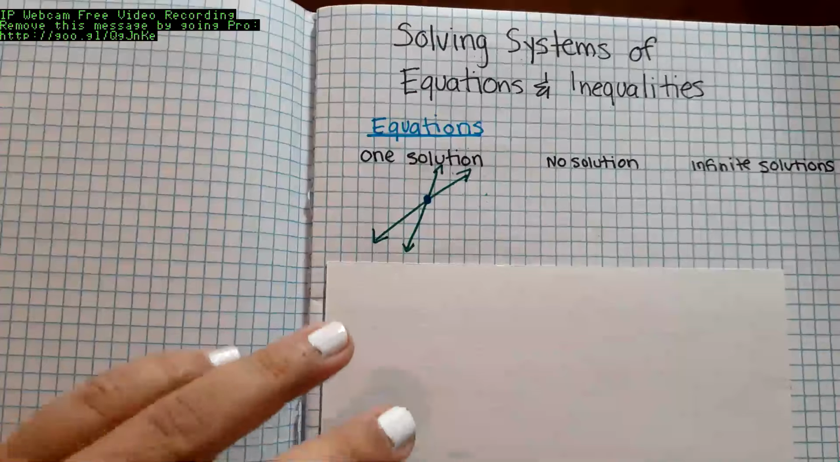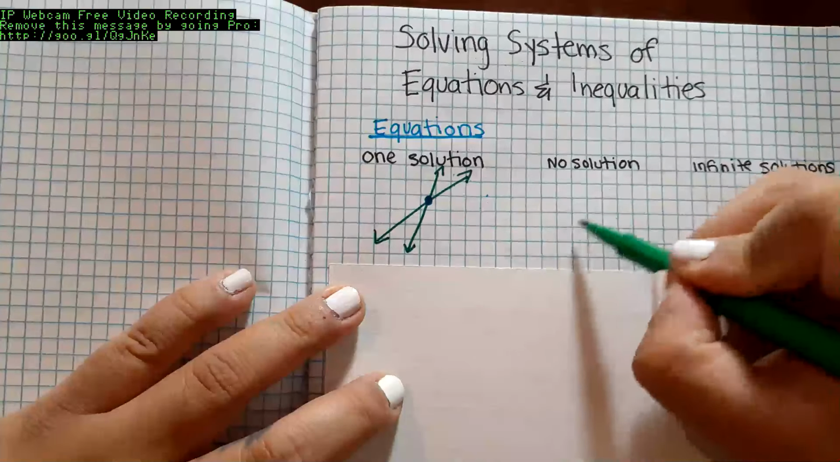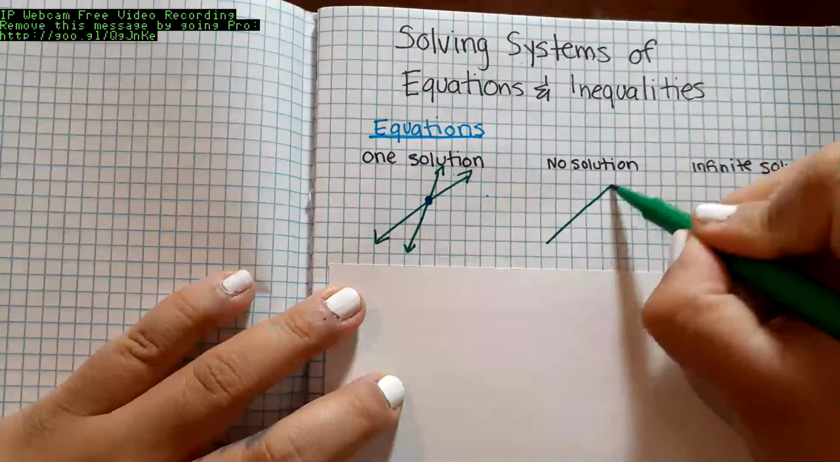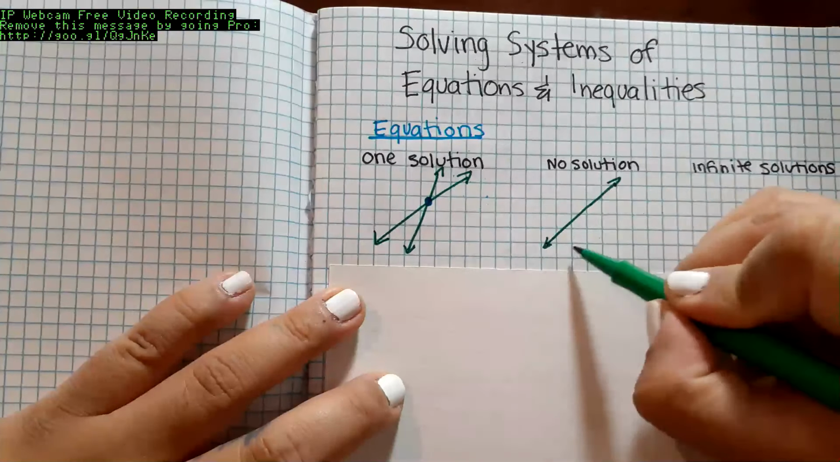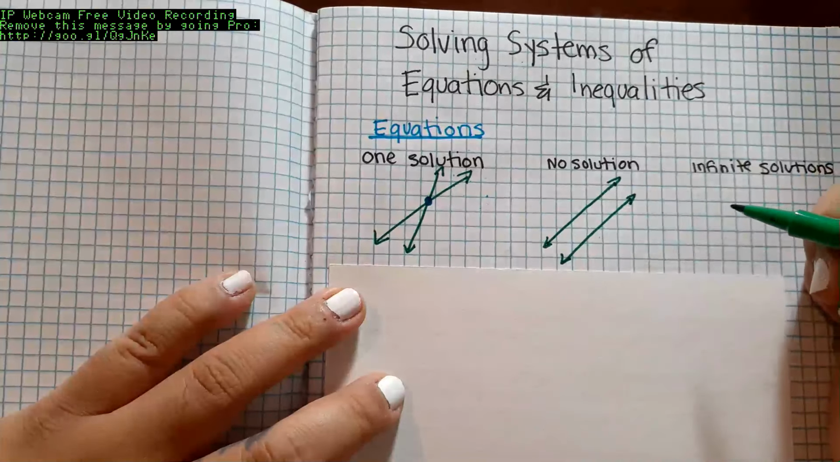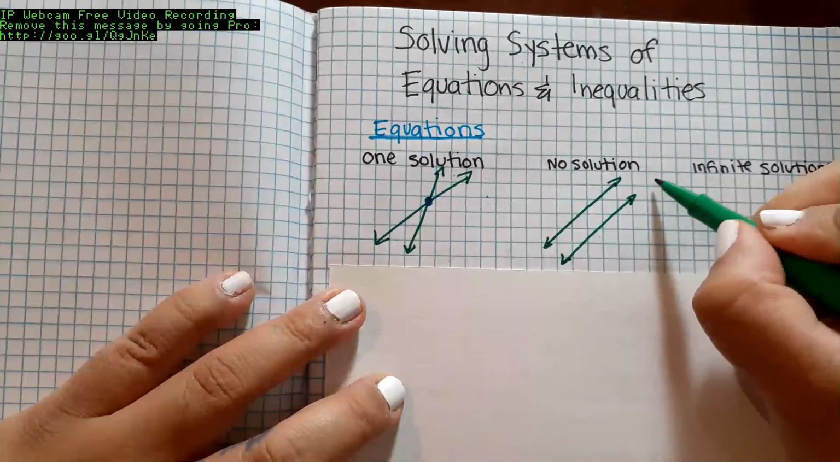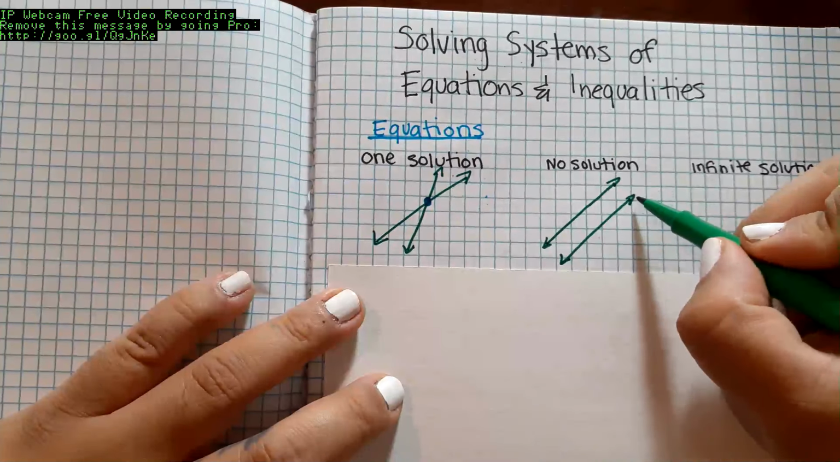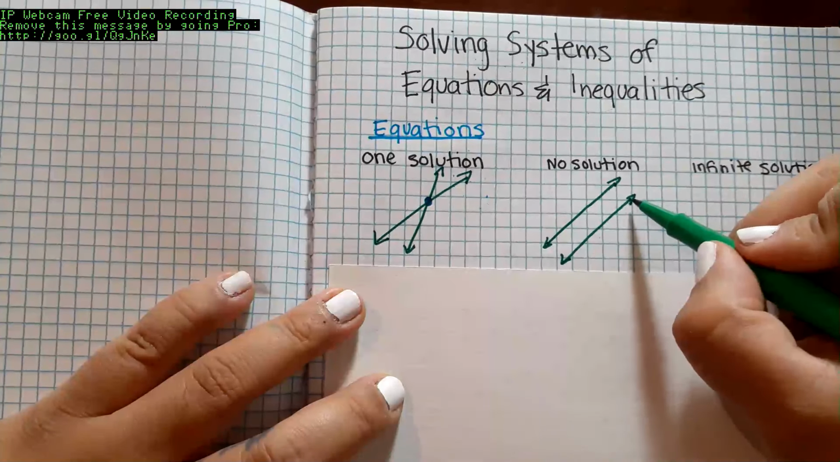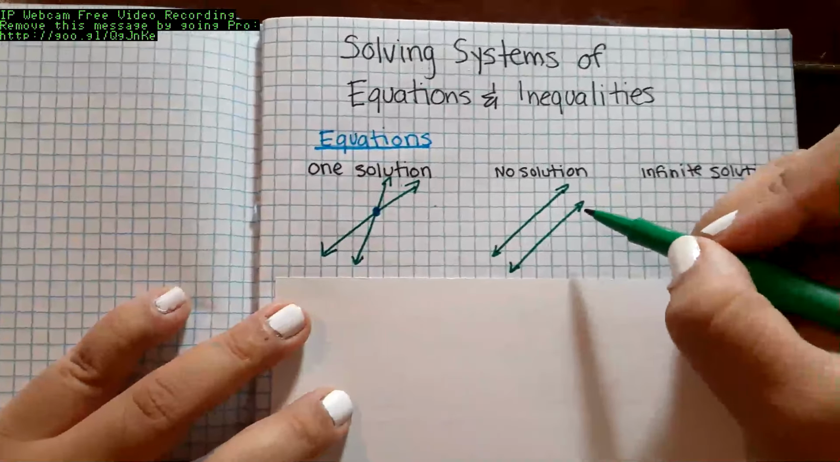Okay, so for no solution, when they give us two equations, two lines to graph, and we graph these lines, they're going to end up being parallel lines. So why no solution? Well, we know that parallel lines go on forever, and they never intersect, they never cross, so that's why they will never have a solution.